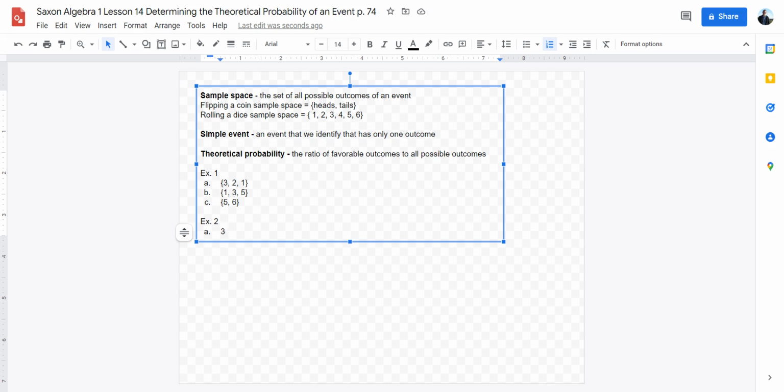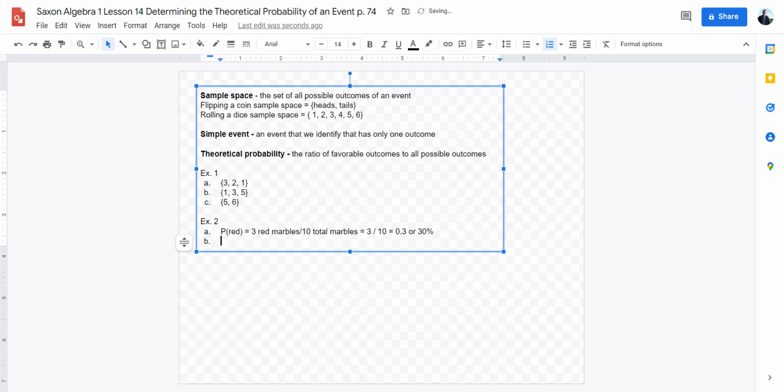So there's 10 marbles. So the probability of choosing a red marble is going to equal the number of red marbles, which are equally likely to be chosen, 3 red marbles, divided by the total number of possible marbles, including those 3. So there's 10 total marbles. And then 3 divided by 10 equals 0.3. We can express it as a decimal. We're also supposed to express it as a percent. So 0.3 expressed as a percent is 30%. There's a 30% chance I'm going to choose a red marble if I just draw one randomly out of the bag.